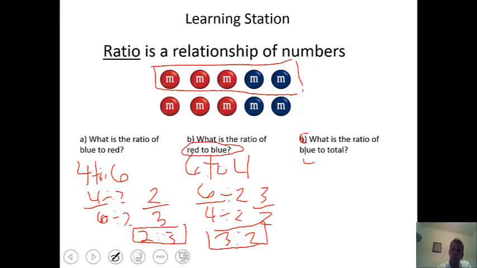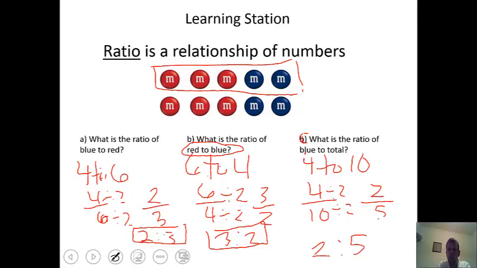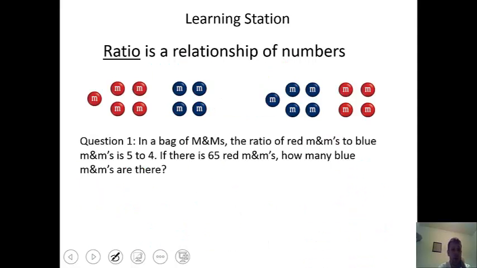It says, what is the ratio of blue to total? Well, I know that there's 4 blues. And then it says the word total. Well, total sometimes doesn't really show itself until you have to add it up in order to figure out the total. So I notice there's 10, so I'm going to put 4 to 10. So put 4, 10, divide by 2, divide by 2, and that's 2, 5. So I know that in a group of 5 M&Ms, 2 of them are going to be blue. Okay. The really cool thing about ratios is that you can predict with them, especially when you have a large amount of M&Ms. Alright, let's move on.